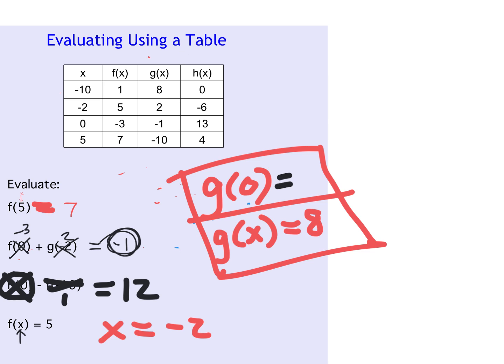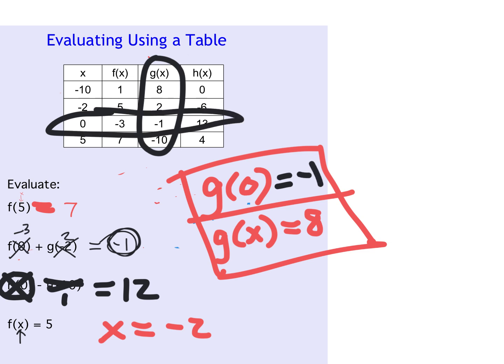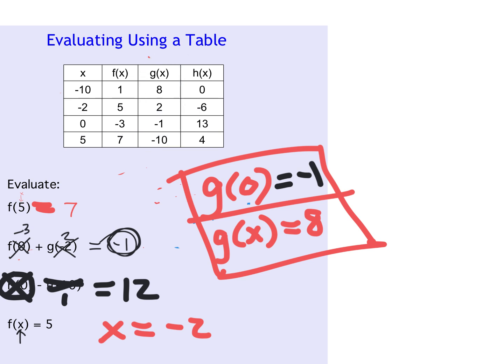All right, g of 0 was negative 1. G of x equals 8 is where you go, they did not tell me x. They told me g of x. G of x is 8 is there, but then what's the point? What's x? X is over there, negative 10.